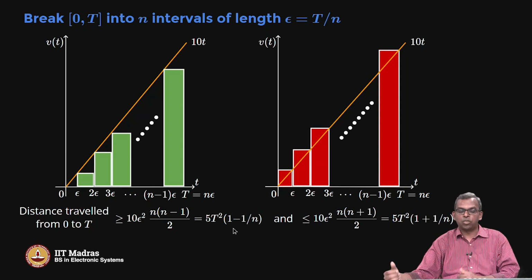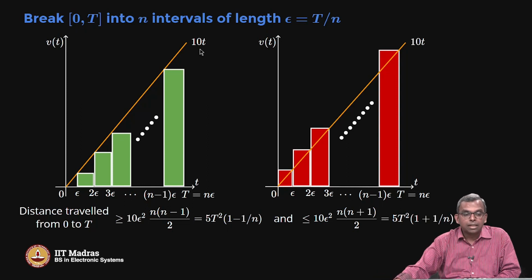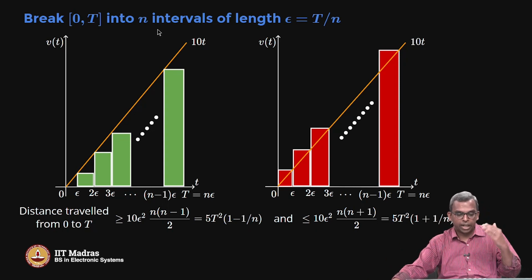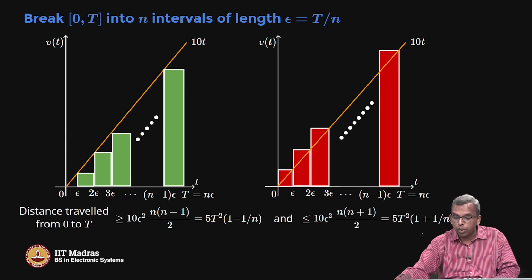Okay, so notice where we have gone now. We are getting that if you split 0 to t into n intervals and make constant speed assumptions on each of those intervals, you get a lower bound which is 5t square into 1 minus 1 by n, and an upper bound which is 5t square into 1 plus 1 by n. Okay, notice the difference between these two. It is just this 1 by n, isn't it? 1 by n below, 1 by n above. And as n tends to infinity, what happens to 1 by n? It goes to 0.